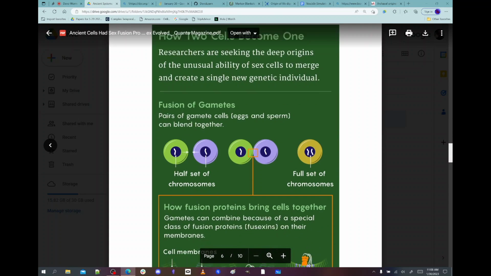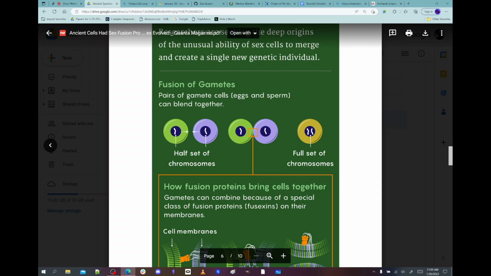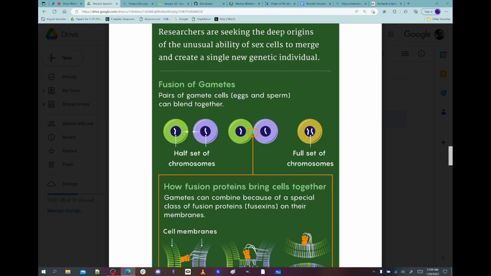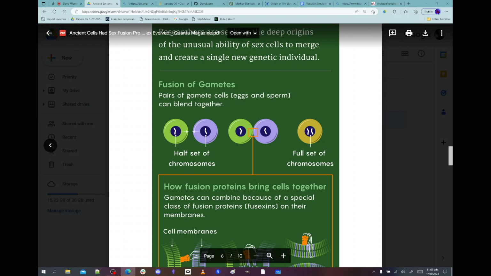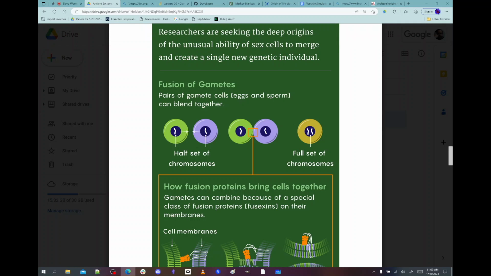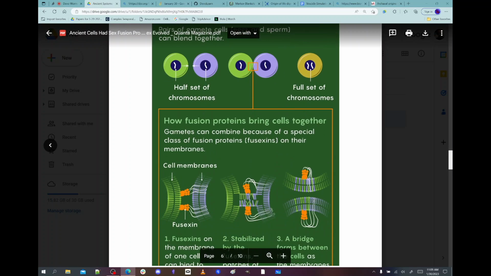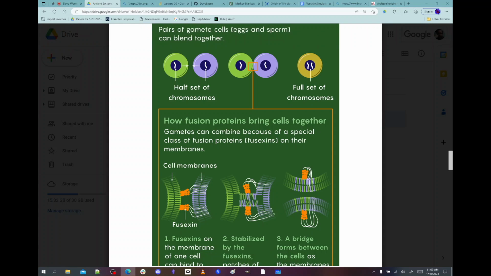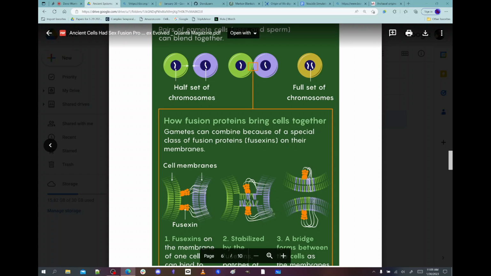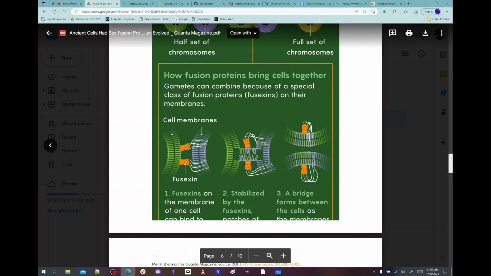This shows the fusion of gametes, and it shows that there's a half set of chromosomes in each gamete, and they combine to make a full set of chromosomes for what will become a somatic cell. And so basically this is how fusion proteins bring cells together. So you're basically taking two cells and transforming them into a new type of cell. And so this sort of thing happened at the origin of eukaryotes. It happens in sex all the time. It doesn't happen everywhere in the body. And it has an archaeal origin, and it even has some parallels with what happens in viruses.